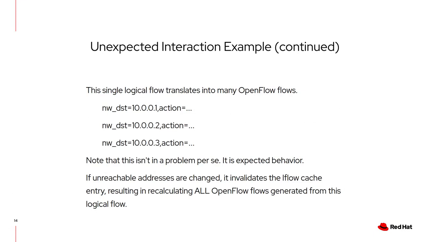When the logical flow cache entry is invalidated, we have to recalculate all of the OpenFlow flows associated with the invalidated logical flow. For cases like we have seen previously, there may be tens of thousands of unreachable addresses. This means we could be recalculating that many OpenFlow flows per OVN controller iteration.